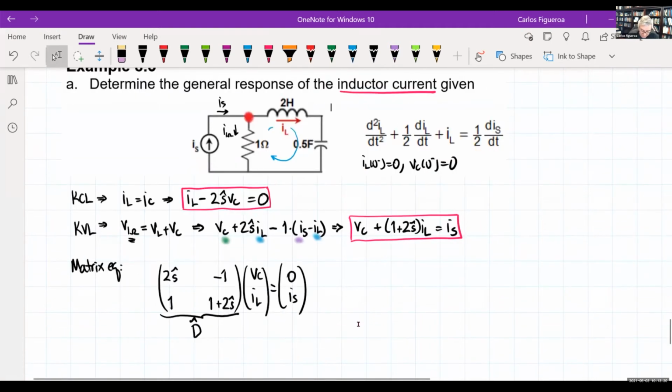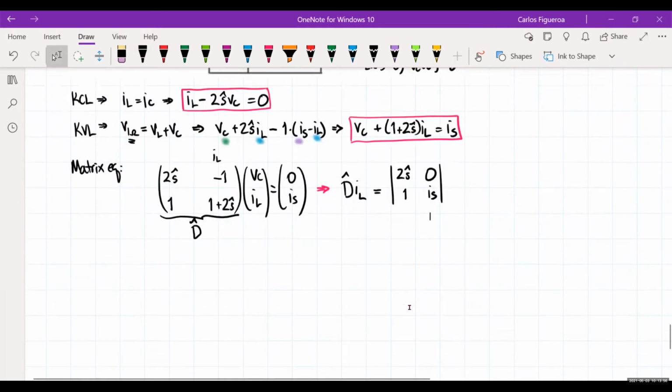So let's go do this here. The inductor current is the second one. Look what I'm going to do now. It's going to be the inductor current times this. Now I take my constants, and remember, this right here is my IL term. So I take my constant, my effective sources, and I put it into there. Then this guy's going to be 2 S hat, 1, 0, IS. And I got to take that matrix right there.